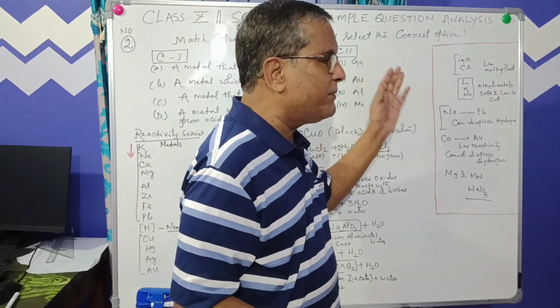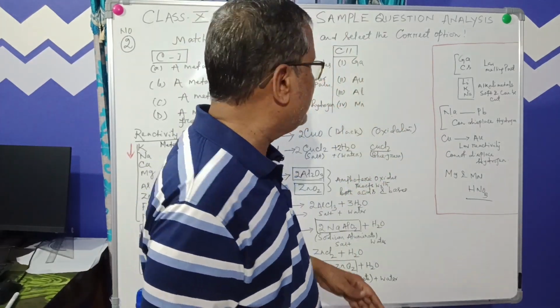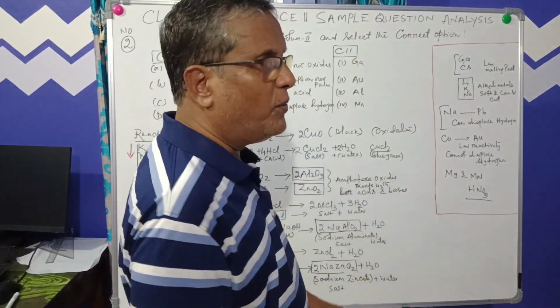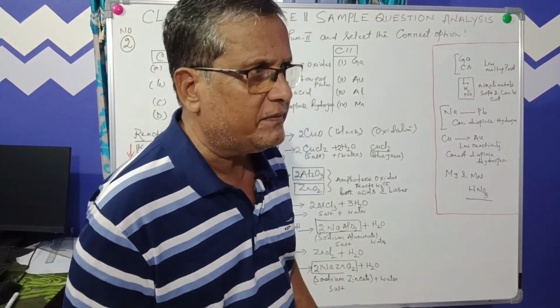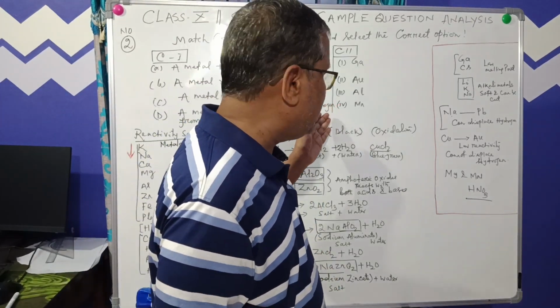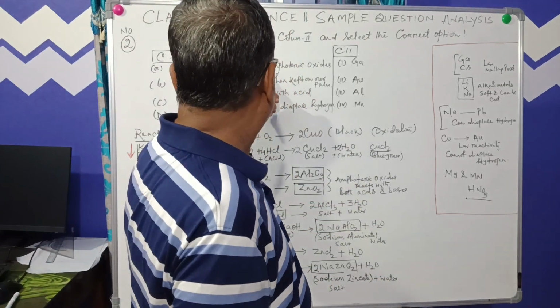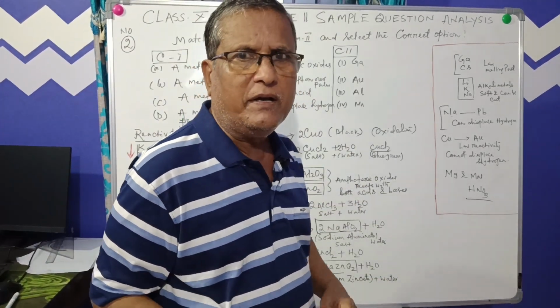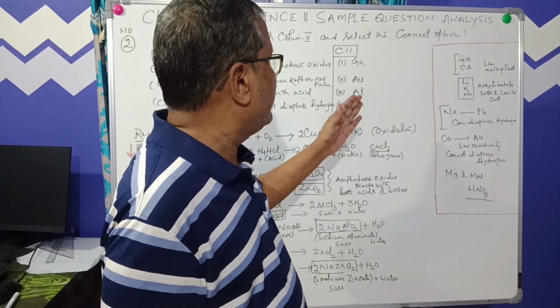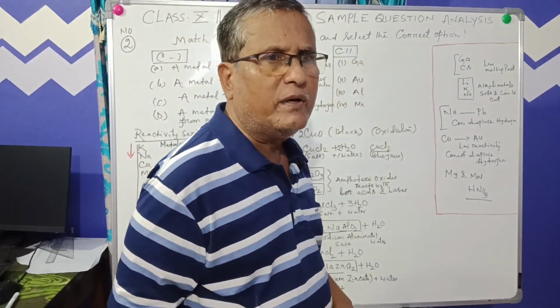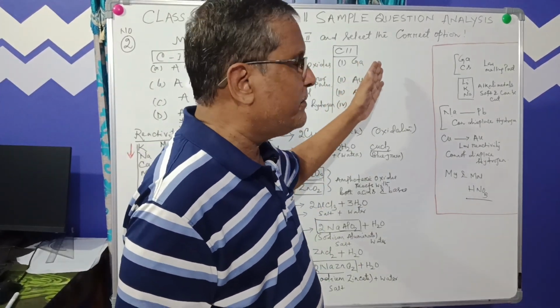Today we have taken a topic from chemistry for your upcoming CBSE class 10 examination 2025. This question we have taken from your sample question paper number 2, from chemistry. It is a very good question. It is a matching type of question. There are 4 stems in column A and 4 results in column B.